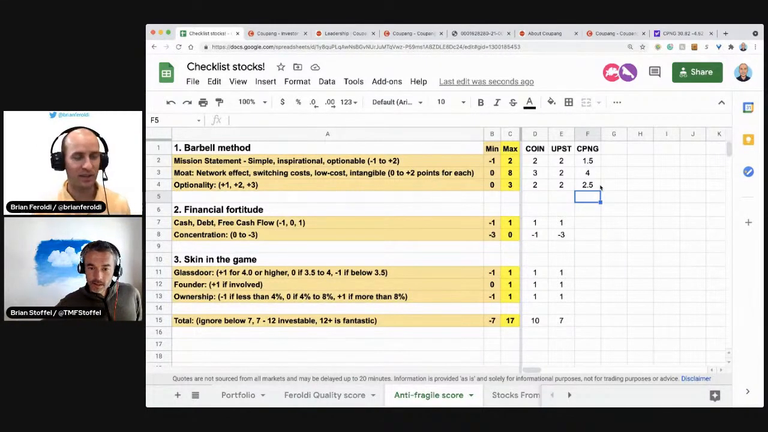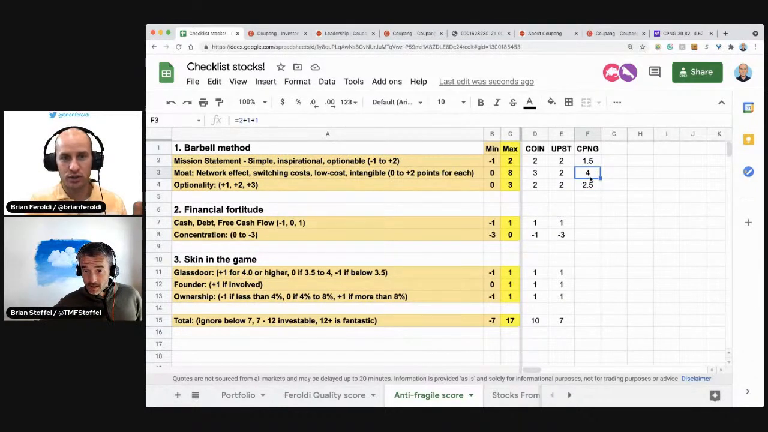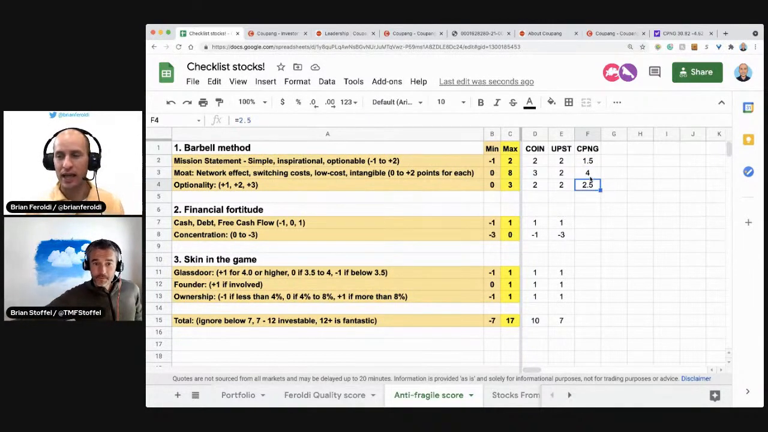But once you have the app and once you have the customers, there's lots of things you can do. It's just a matter of, are you doing them? Right. This company's doing them. Great. So that's a really good start. So 1.5 points. It's a great start. Moat is 4 points. So you did 2 for switching costs, 2 for low cost, 1 for network effect, 1 for brand. Optionality is 2.5 out of 5.